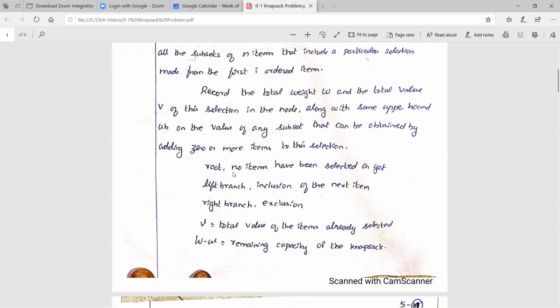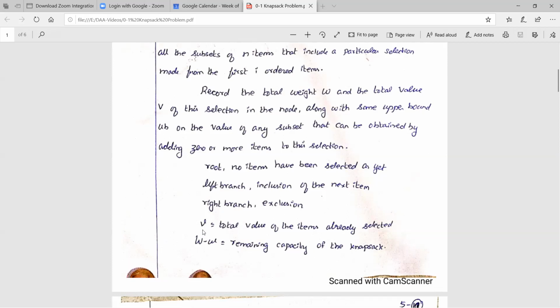Whatever state space tree we take, first we have to start from the root node. In the root node, no items have been selected as yet, so we are not selecting any objects. Without selecting any objects, first you have to identify the upper bound value. The upper bound value for the entire problem will be present in the root. After that, whatever value we take will not exceed the upper bound value. The left branch is the inclusion of the next item, and the right branch is the exclusion of the next item.